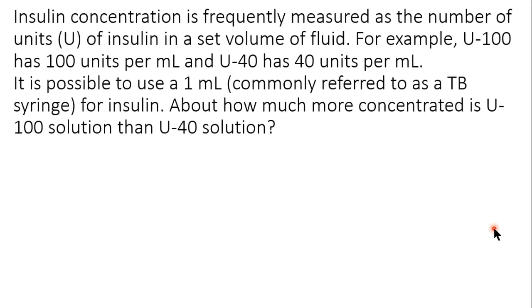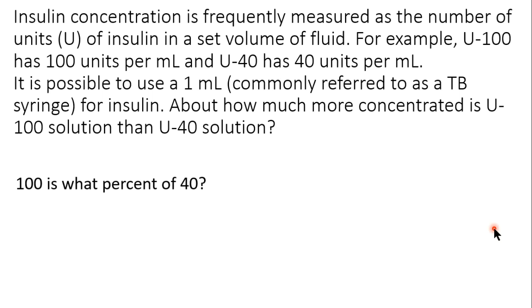Insulin concentration is frequently measured as the number of units of insulin in a set volume of fluid. For example, U100 has 100 units per milliliter, and U40 has 40 units per milliliter. It is possible to use a 1 milliliter syringe, commonly referred to as a TB syringe, for insulin. About how much more concentrated is U100 solution than a U40 solution?